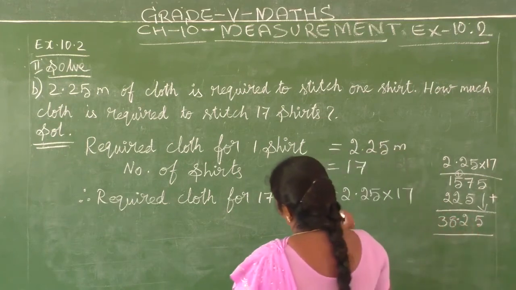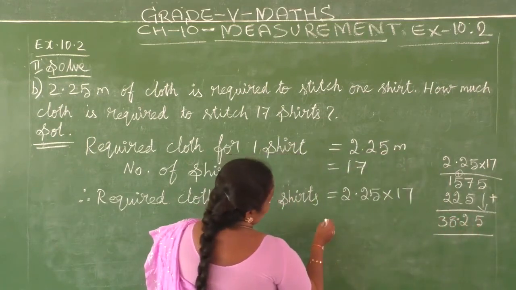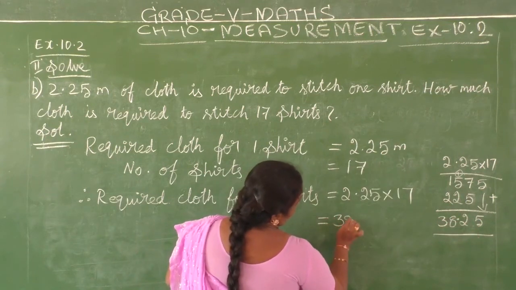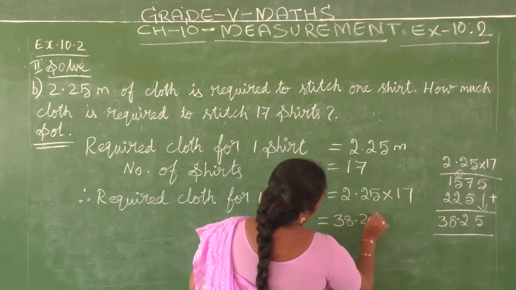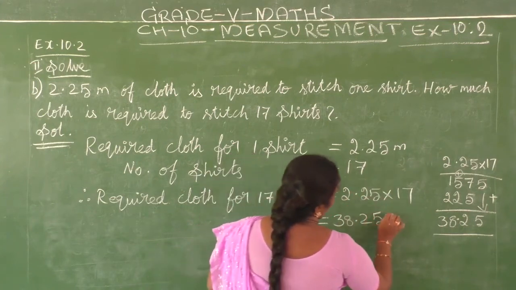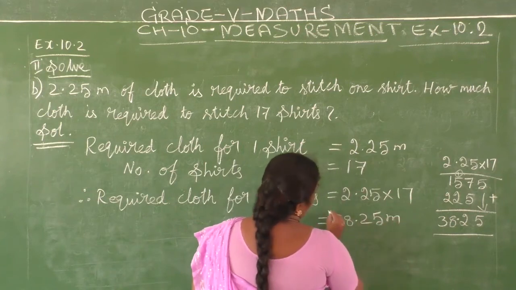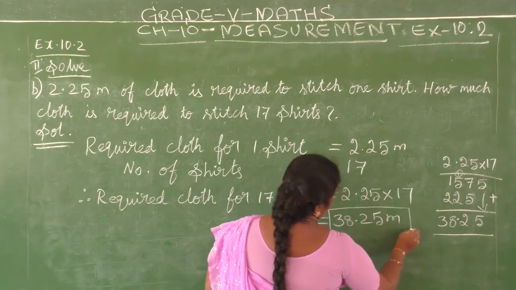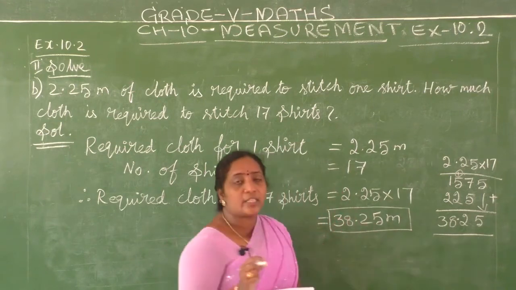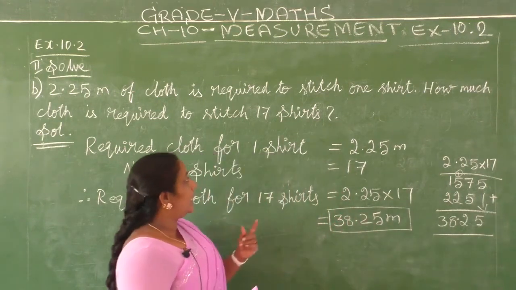So how much is the required cloth for 17 shirts? 38.25. You must mention the unit. What unit did they give? Meter. So the required cloth to stitch 17 shirts is 38.25 meter.